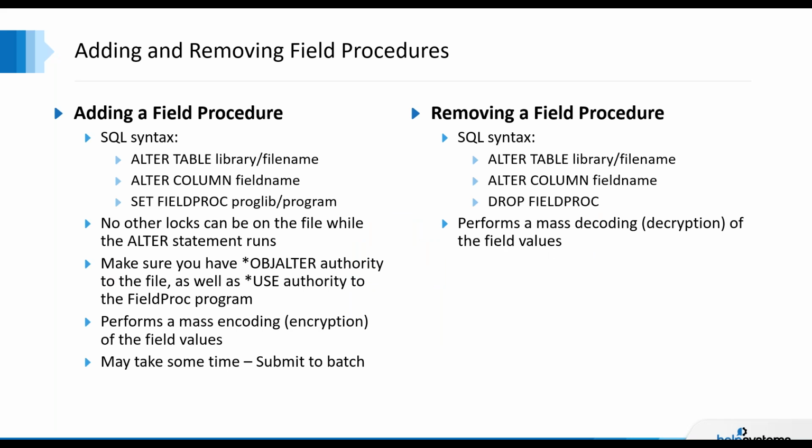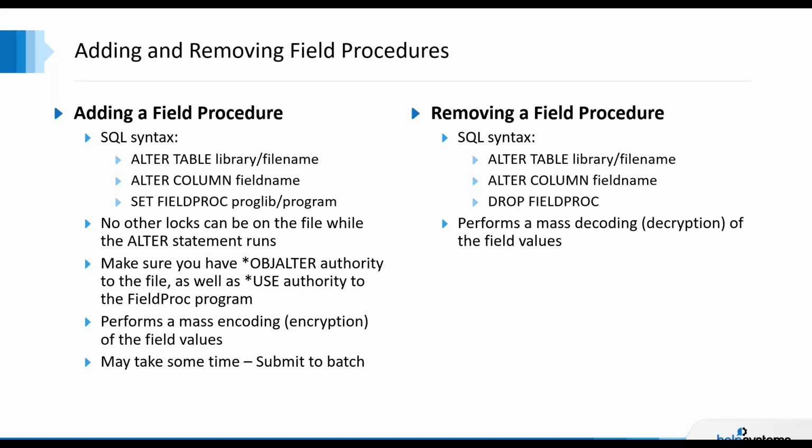If you wish to add a field procedure to a file, there's a couple of ways to do it. You can leverage some SQL syntax. If you love using SQL, this is the way you want to go. In essence, what we're going to do is issue an alter table statement to indicate to the file that we're going to make a change. We're going to alter a column, which in essence is the field name that we wish to attach the field procedure to. And then we define the name of that field procedure, which is a high-level language program, in the library where it resides.